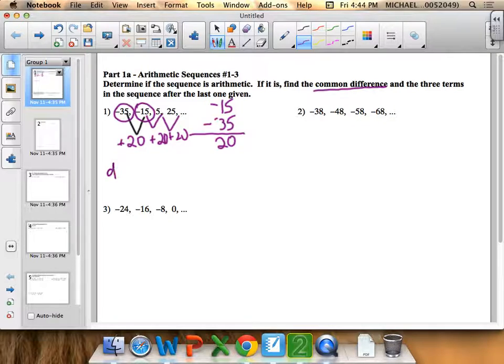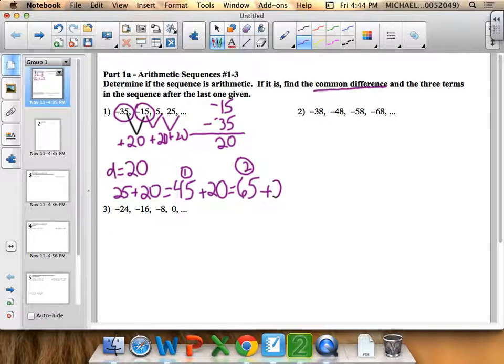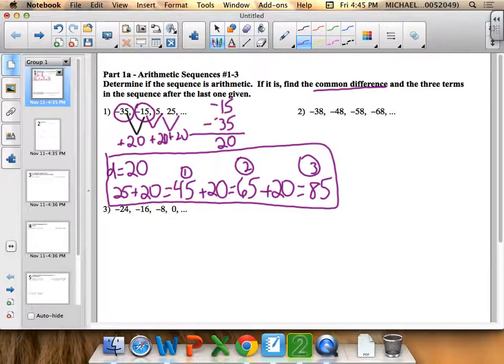I found d equals 20, and then the next 3 terms in the sequence: the final term listed is 25, so I would take 25 plus 20 equals, you can use your calculator if you want, but hopefully you can do that in your head, that's 45. So that's the first term. Then 45 plus 20 equals 65. That's the second term. And finally the third term, 65 plus 20 equals 85. That's the third term. So the common difference and the next 3 terms is my answer.